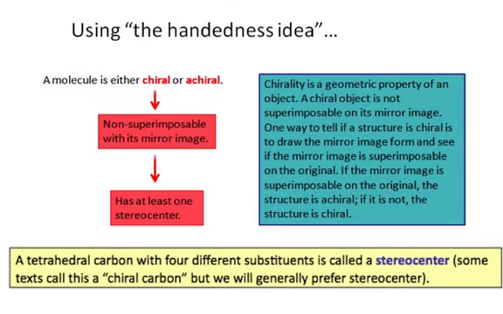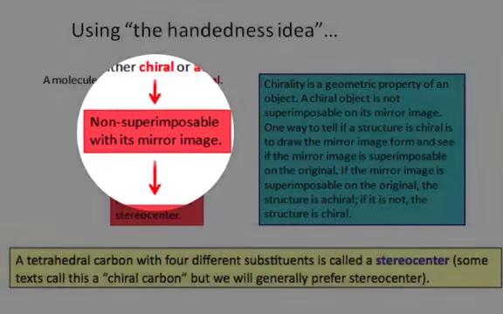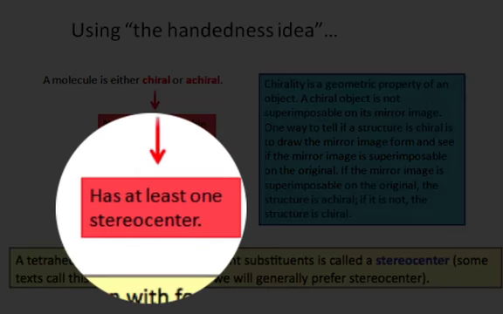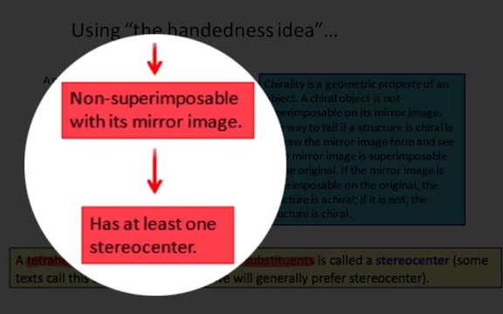All organic molecules will be either chiral or achiral. As we've learned, a chiral molecule is non-superimposable with its mirror image and must also contain at least one stereocenter. We could define a stereocenter as a tetrahedral carbon that is attached to 4 different substituents. And as this lesson proceeds, we will see several examples of stereocenters. It is worth noting that these are not two separate conditions. In fact, any molecule that is non-superimposable with its mirror image will automatically contain at least one stereocenter.